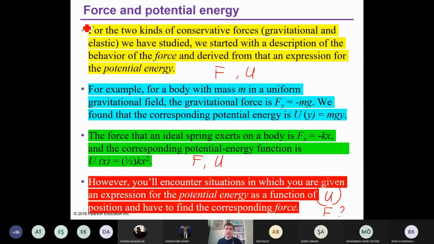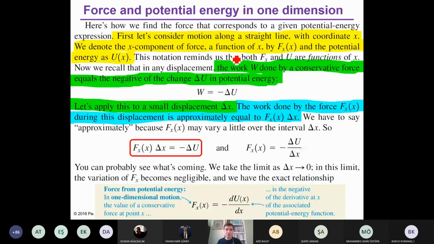So let's consider that we have a motion along a straight line, okay, with coordinate x, and then we have force Fx, okay, and then we have potential energy U(x). So the work done by a conservative force equals the negative of the change in the potential energy. So we have learned this one during the last lecture.